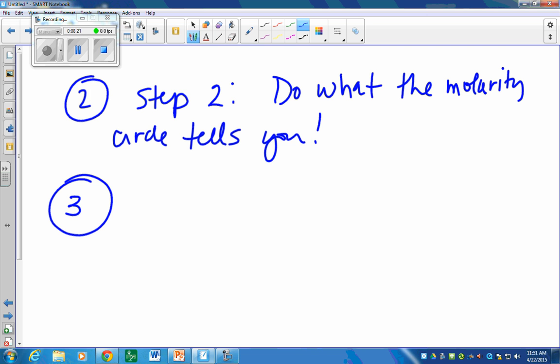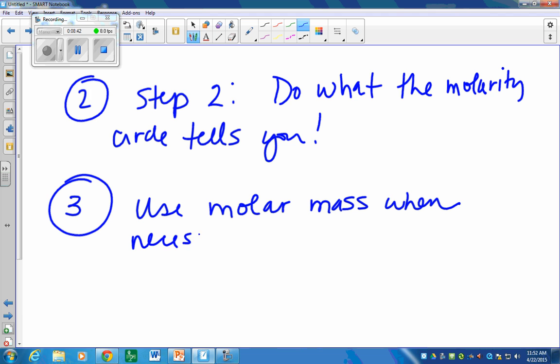It's just like the density triangle. If you're solving for density, cover up density, and the triangle tells you to put mass on the top and volume on the bottom. That's what I mean by that. And then finally, step 3, use molar mass when necessary. And it's almost always necessary. The only time it's not necessary is if they give you moles.